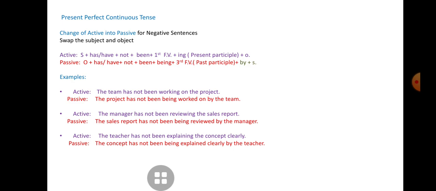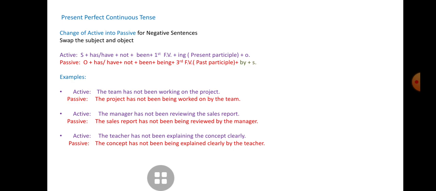So example here is: active voice sentence is the team has not been working on the project. So its passive voice will be the project has not been being worked on by the team. See the next example, the manager has not been reviewing the sales report, and its passive voice will be the sales report has not been being reviewed by the manager.